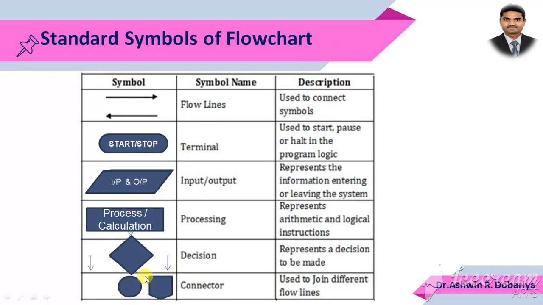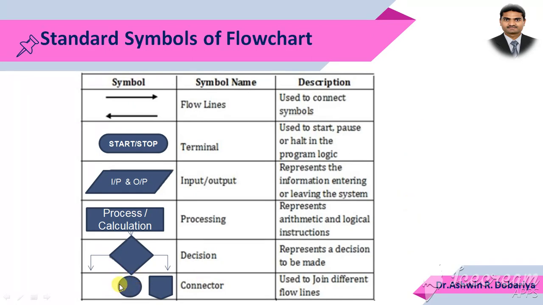And the last symbol is the connector symbol. Here there are two different types of connector. We will see a practical example of the difference between these two connectors. But in general, the circle connector is used to connect various flow lines on the same page, and the other connector symbol is generally used to connect your same flowchart on different pages.